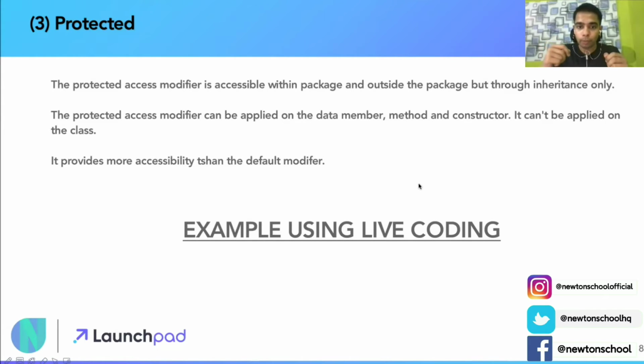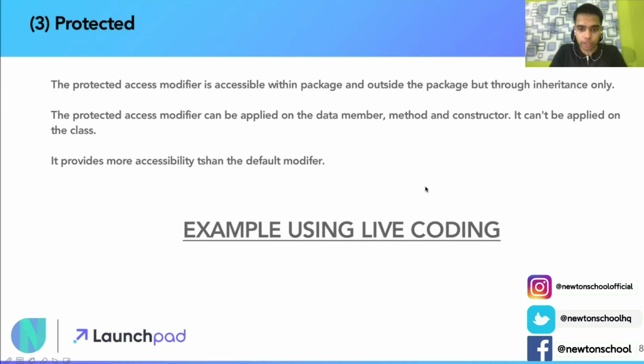A class cannot be protected. So basically, a data member can be protected, a method can be protected, a constructor can be protected, but a class can never be protected. What is the use case of a protected method? It provides you more accessibility than the default modifier. Let's see this with an example.